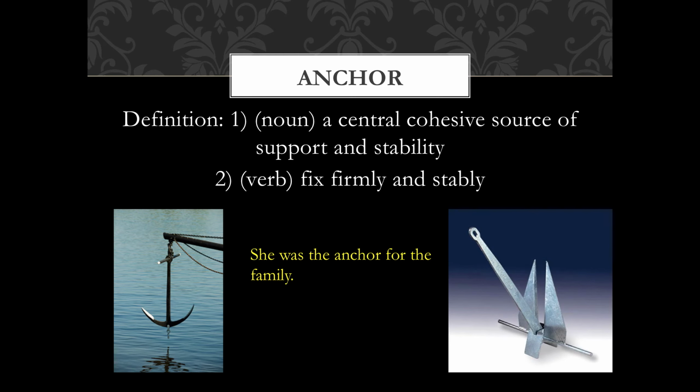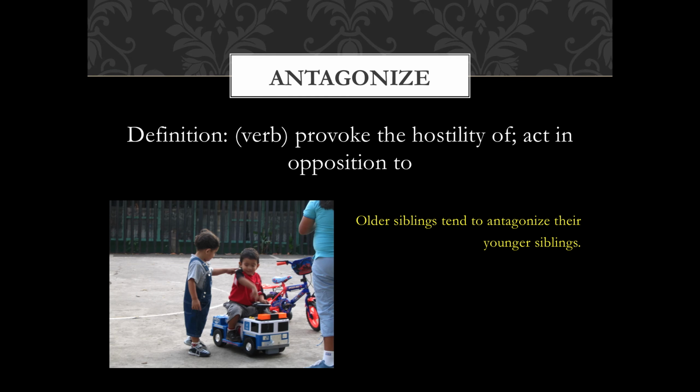Anchor, so here's one with two different definitions. Make sure you have them both. So anchor can serve as a noun, and it would be a central cohesive source of support and stability, but it can also be a verb, fixed firmly and stably. And so you can have an actual anchor, like an anchor on a ship, or you can have anchor in terms of a figure of speech. And that's the sentence I have. So she was the anchor for the family. She was the stability and support for the family.